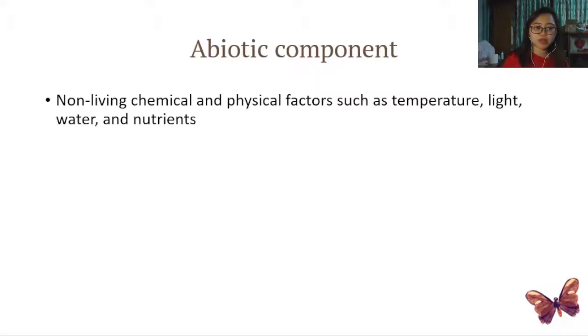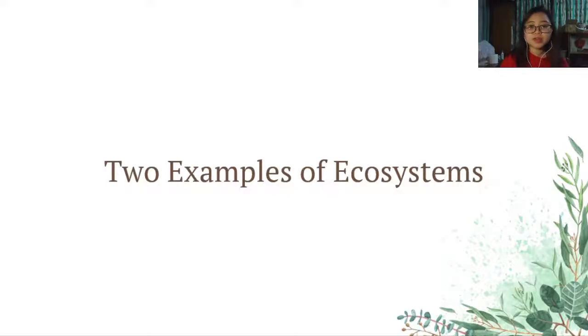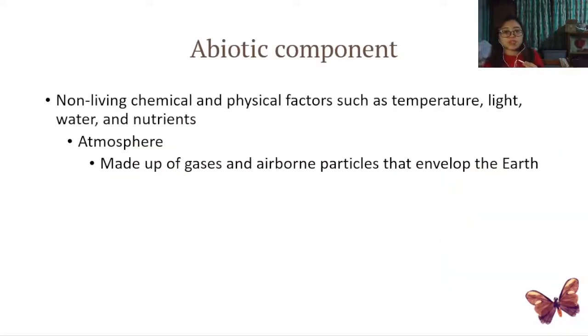As for the abiotic components, they are non-living chemical and physical factors. They can be temperature, light, water, and nutrients. And these are things that are found in the atmosphere. They could also be made up of gases and airborne particles that envelop the earth. And that is it about the biotic and abiotic components.